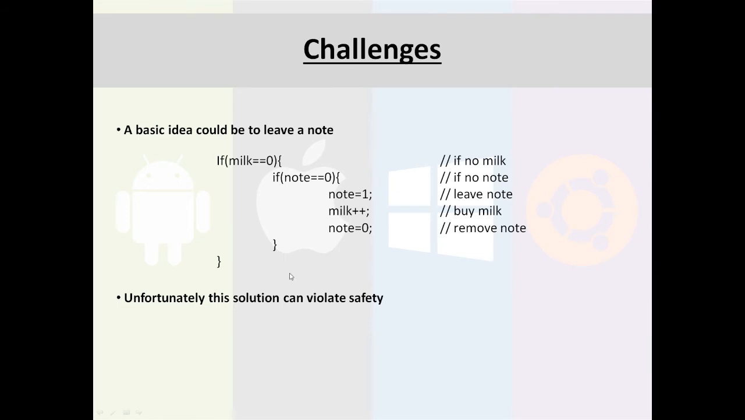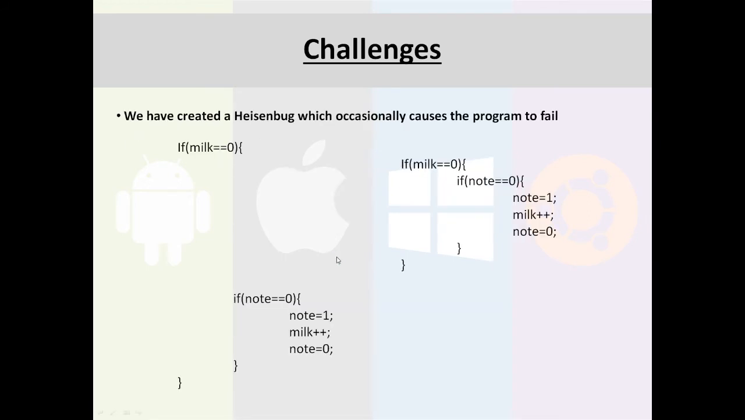Unfortunately, this solution can violate safety. And this is again as a result of the different interleavings of processes. So here we've actually created a Heisenbug, which only occasionally occurs based on interleaving, or based on the different ways in which our scheduler will process or schedule our processes, as well as interrupts and stuff like that.